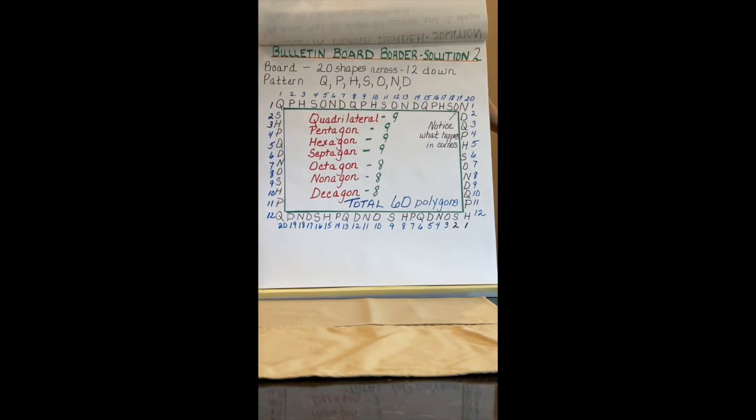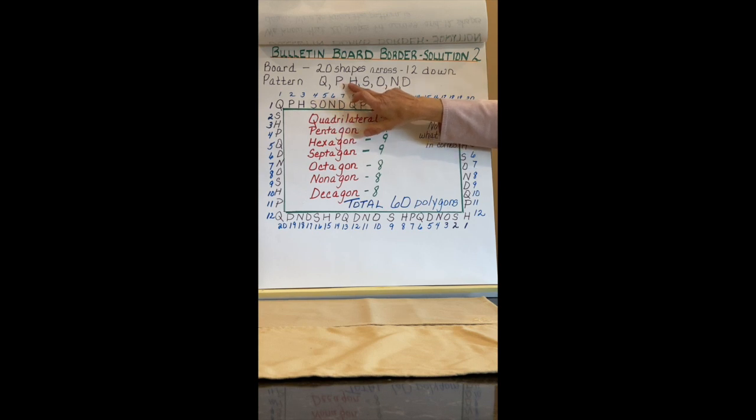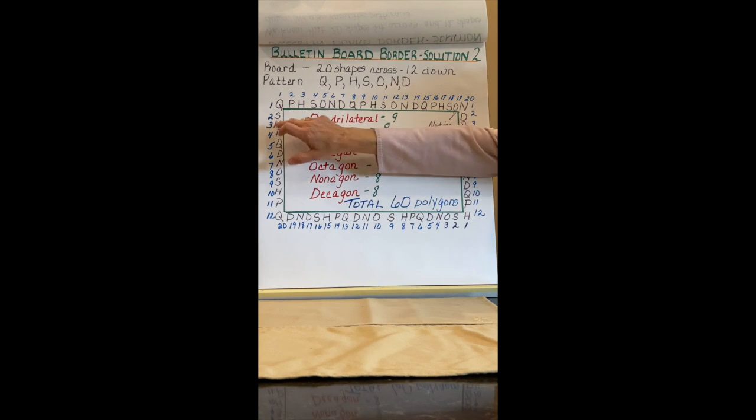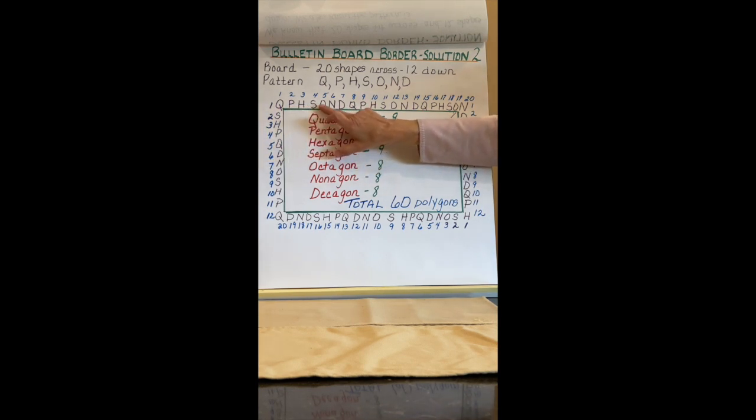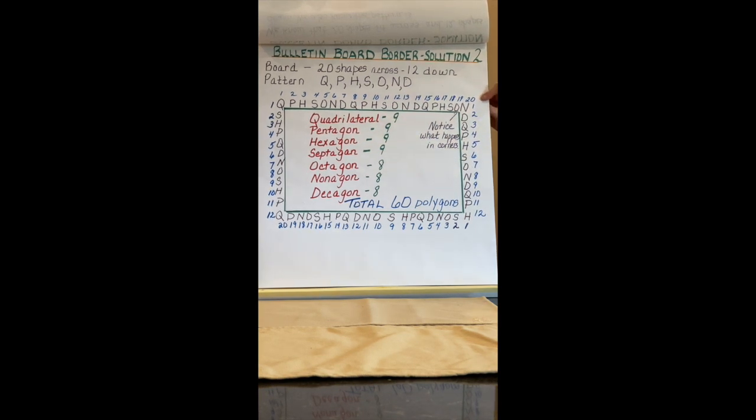Okay, so what we know, the board has 20 shapes across, 12 shapes down, and the pattern is, remember, quadrilateral 4, pentagon 5, hexagon 6, septagon 7, octagon 8, nonagon 9, and D for decagon. So I started with the quadrilateral, Q, P, H, S, O, N, D. Then I repeated Q, P, H, S, O, N, D till I got all the way over to the 20th shape. The 20th shape was my nonagon.